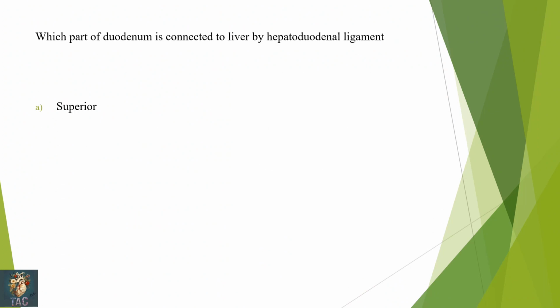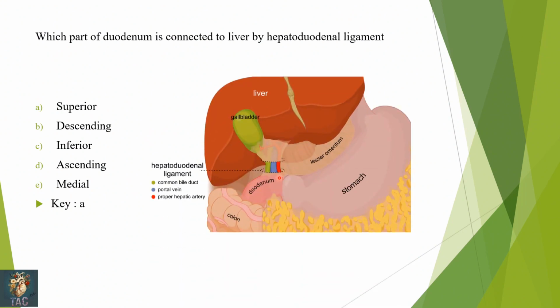Next, which part of the duodenum is connected to the liver by the hepatoduodenal ligament? A very simple question. This is the first part, the superior part, from which the hepatoduodenal ligament is attached. It connects the liver to the duodenum. So this is the diagram. You can see this is the hepatoduodenal ligament, and it attaches the duodenum to the liver, and it also contains the common bile duct, portal vein, and hepatic artery proper.